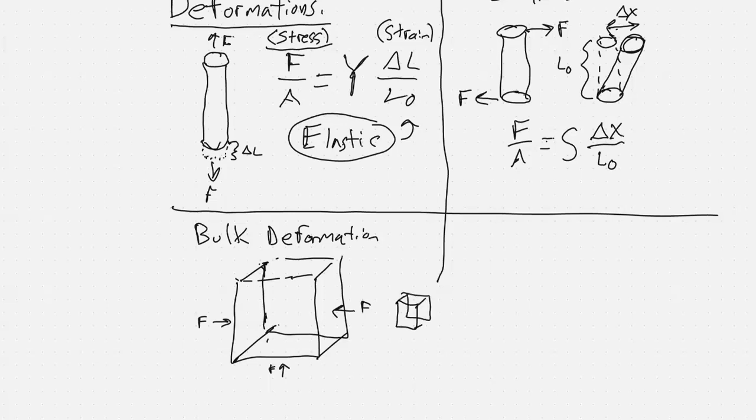And so the way this works, same type of relationship, the force applied to your object over its surface area is then equal to the bulk modulus of the material multiplied by the change in volume over the initial volume, which is basically the volume the thing would have without any of the stress applied. So it's a volumetric strain, and that's stress and strain.